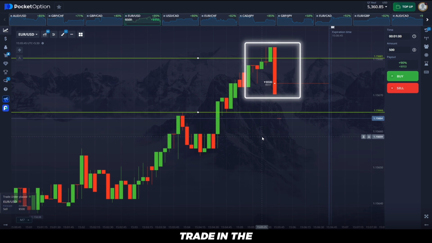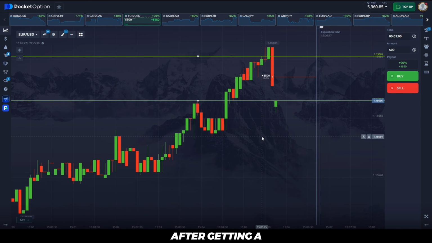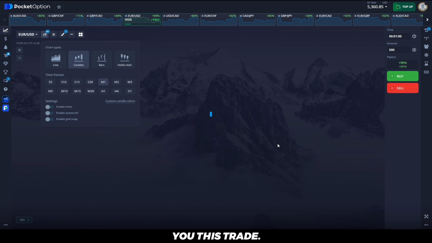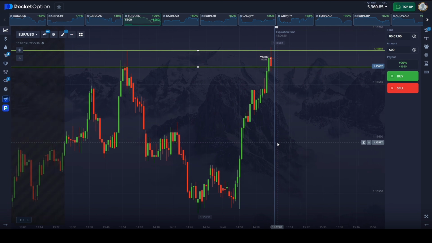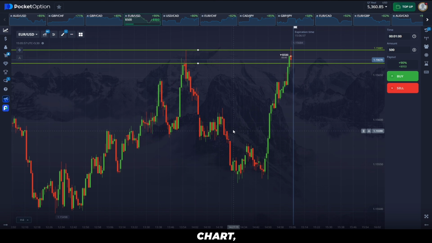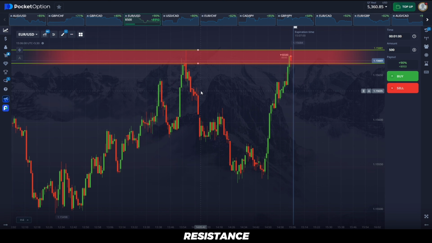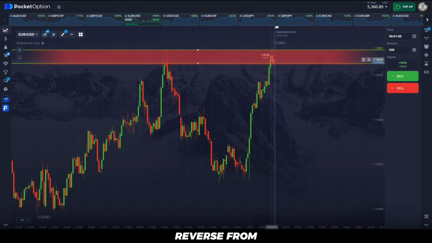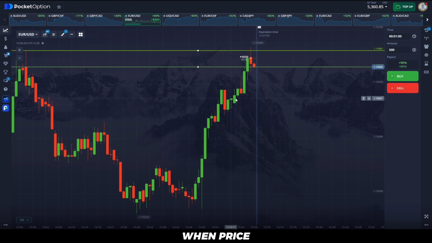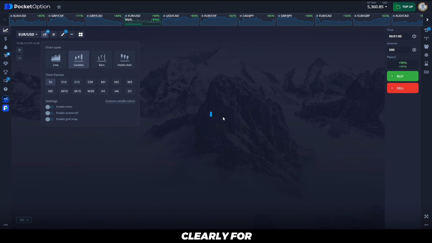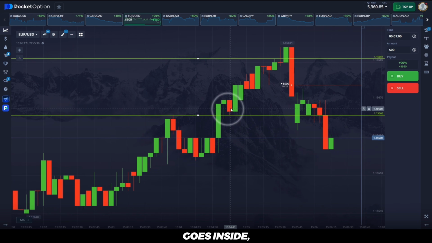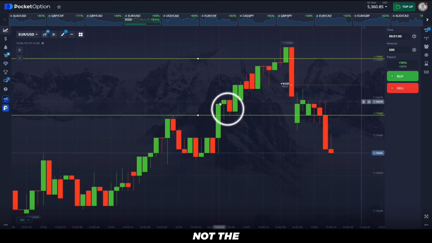And yes, I have placed the trade in the downward direction after getting a clear reversal pattern. Let me explain this trade to you. It's a simple trade setup. On the 1 minute chart, I had drawn this extreme resistance level, which means a selling zone. According to me, the price needs to reverse from this zone because previously also price showed similar behavior. When price goes inside, I was waiting for a solid selling candle. Here you can see when price goes inside, it formed this bearish candle, but it was not the confirmation.